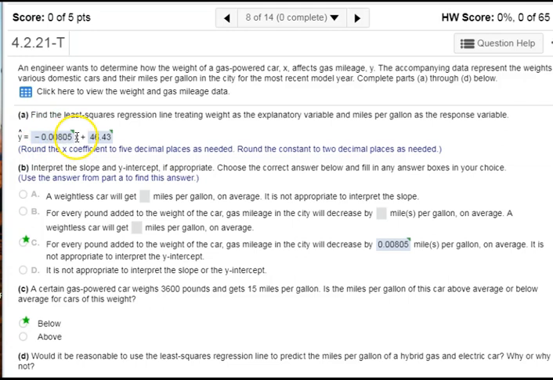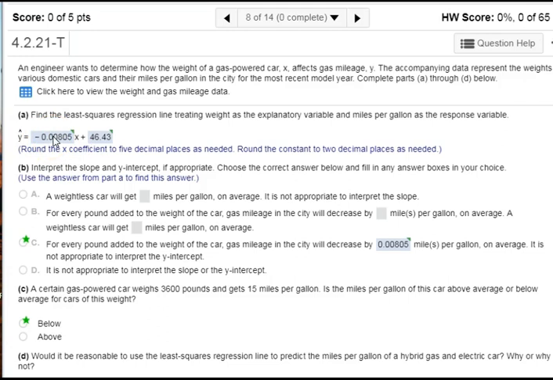And so if x changes by 1 unit, in this case that means the weight of the car increases by 1, y will change by this much, which means it goes down by 0.00805, which makes sense. If our weight goes up by 1 unit, our gas mileage probably will go down some. And this is what the regression line says, is the amount the gas mileage will go down for every 1 pound increase in weight.